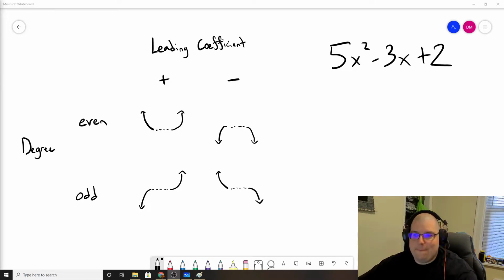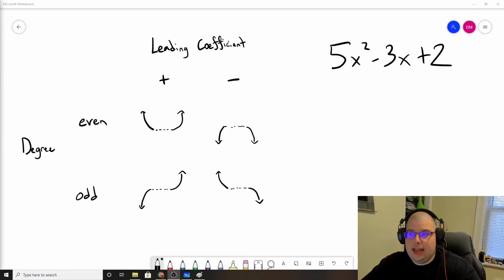Alright, welcome back. Today I want to talk about end behavior, specifically taking a polynomial and finding out its end behavior by using the two things that determine end behavior, the degree and the leading coefficient. Now to recap, the degree is the largest exponent on the polynomial, and the leading coefficient is the number in front of that variable that has that degree.